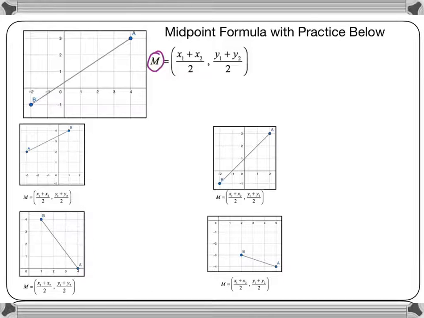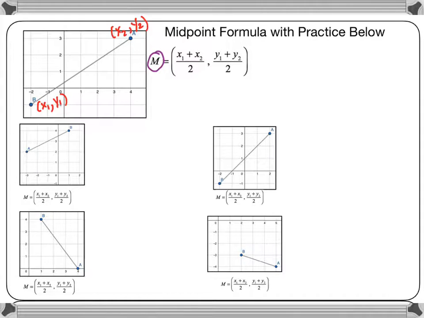So if I want to find the midpoint of this line segment AB, I'm going to want an x1, y1 value and an x2, y2 value. It doesn't matter which one you call x1, y1 or x2, y2. You could have called these the x1, y1s and these the x2, y2s. As long as you keep the ones with the ones and the twos with the twos, the formula will work out for you.